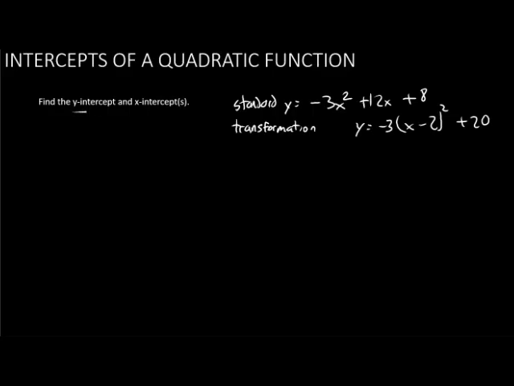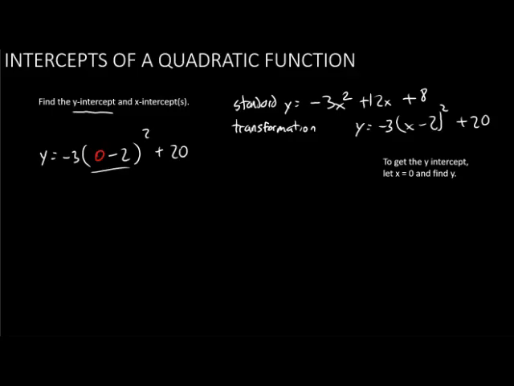First, let's find the y-intercept. To find the y-intercept, we will let x become 0 and then figure out what y is using transformation form. In our transformation form, we have y equals -3 times (x minus 2) squared plus 20. We will let that x become 0 and do the arithmetic.